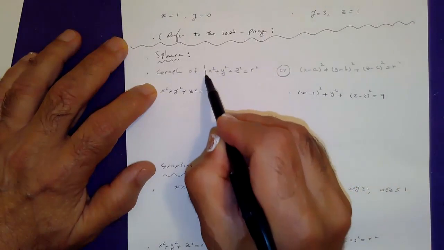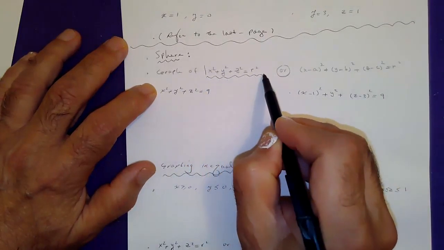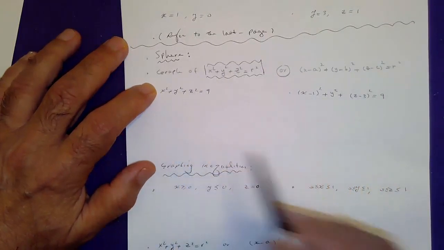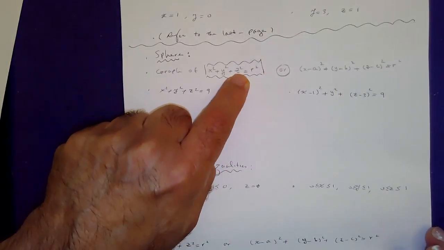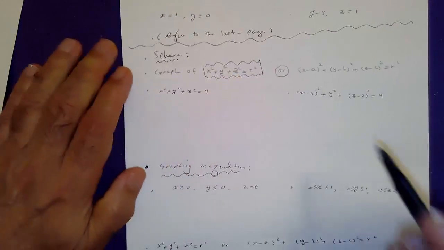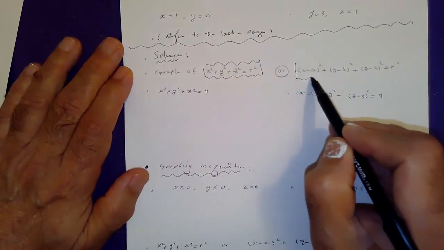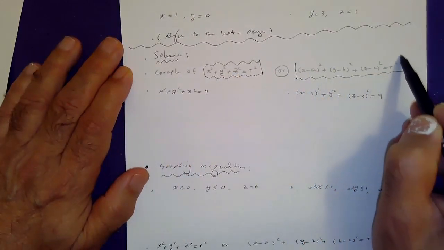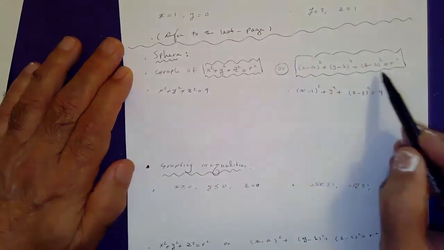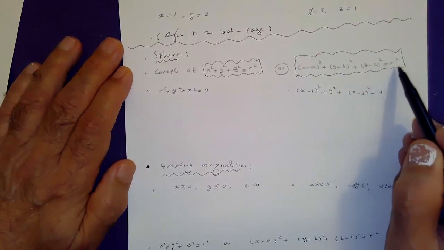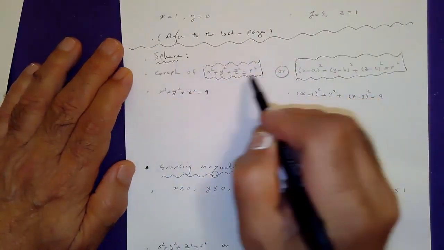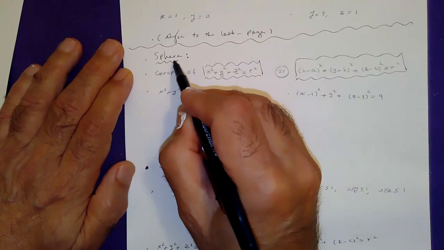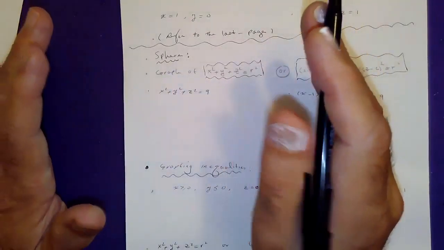Spheres either have the equation x squared plus y squared plus z squared equals r squared. Notice it's just like the circle in two dimensions, except now we have to add z to it. Or you have (x minus a) squared plus (y minus b) squared plus (z minus c) squared equals r squared. The graphs of both of these are called a sphere, like a basketball.